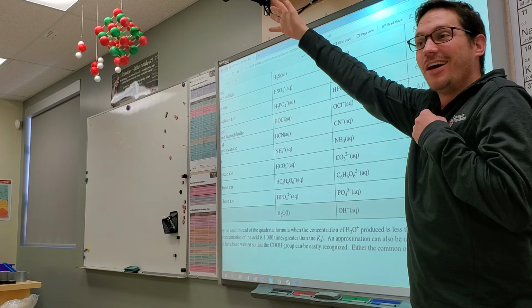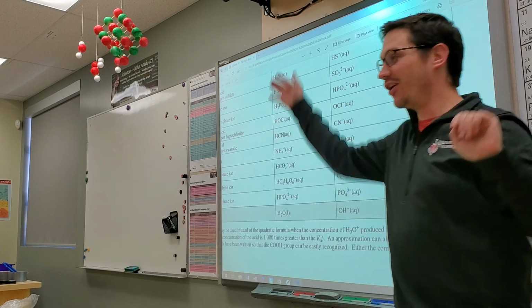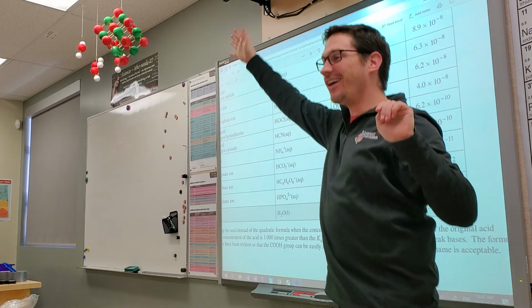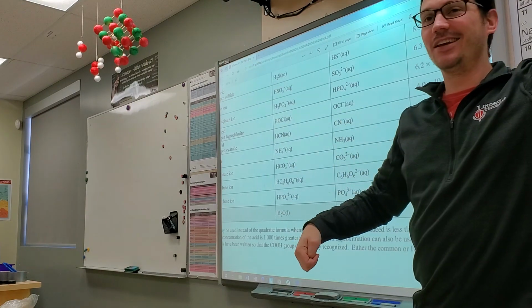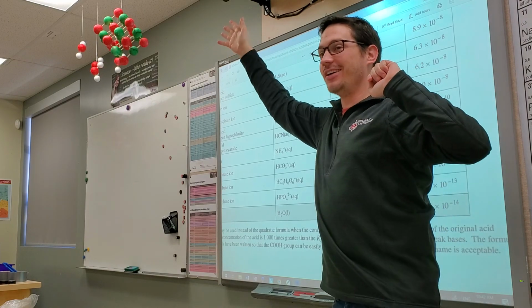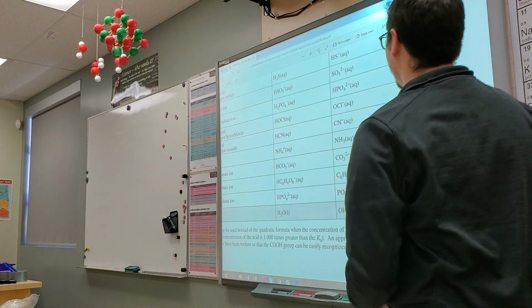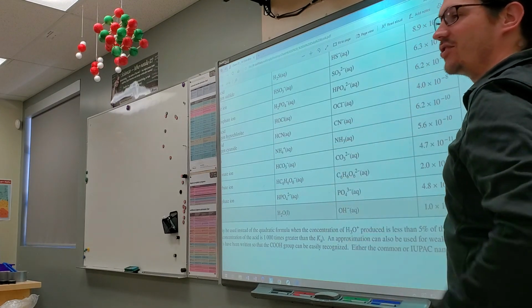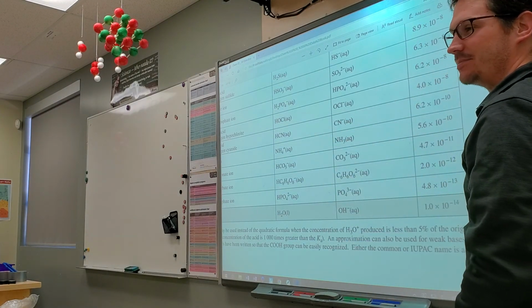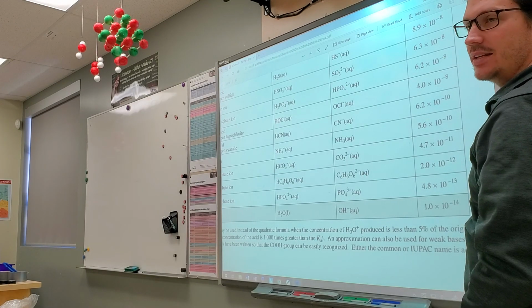Strong? Weak? What is a strong base? How do we define a strong base? It's lower than the base. Yeah, it's lower, right? Okay.